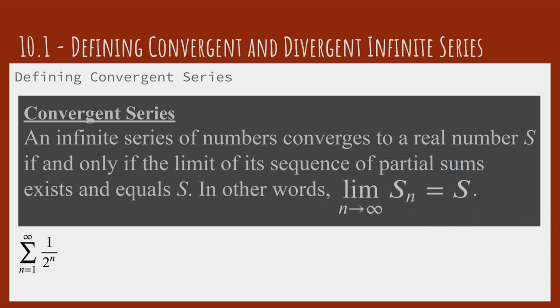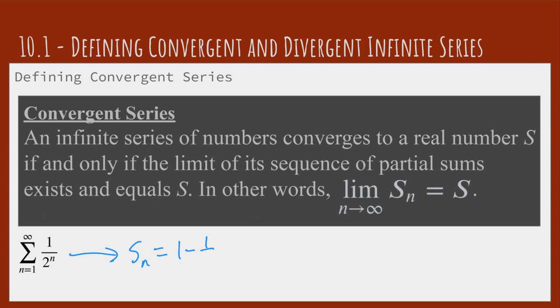That limit is what we're going to use, and we're going to say an infinite series converges to a number s, so we say the sum is s, if and only if. That might be something you remember from geometry, biconditionals. So if and only if the limit of its sequence of partial sums exists and equals s. If this limit exists, then the value that we get for that limit is what the series converges to.